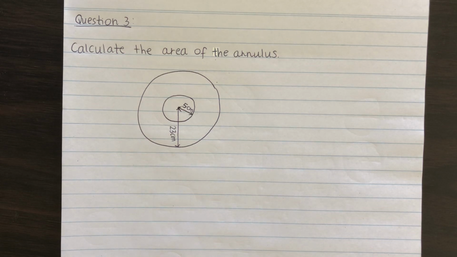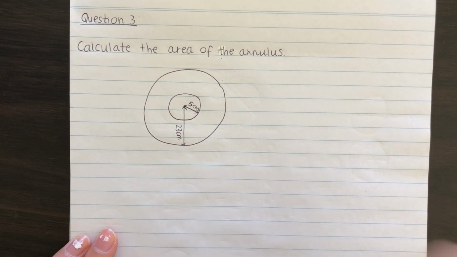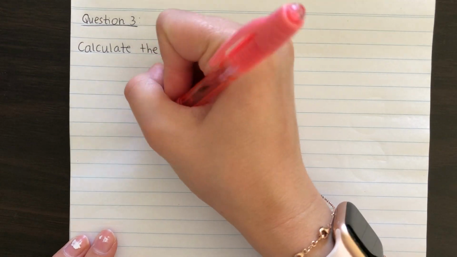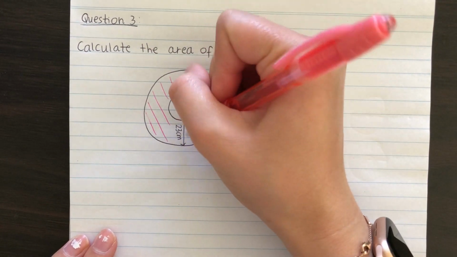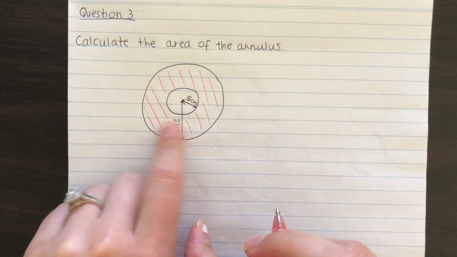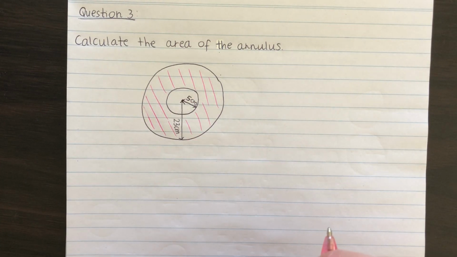In this video, I'm going to show you how to find the area of an annulus. So to find the area of one of these shapes, you need to imagine that you are just going to find the area of this part here. Okay, so just imagine that it's a donut and there's a hole in the middle. So you're literally finding the area of a donut.